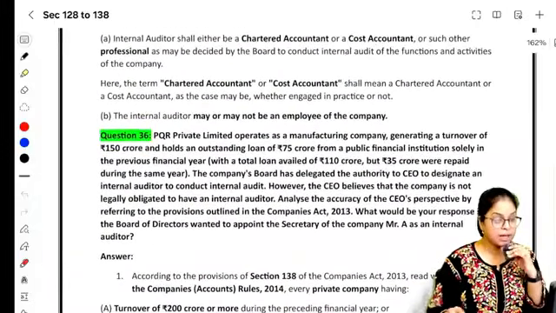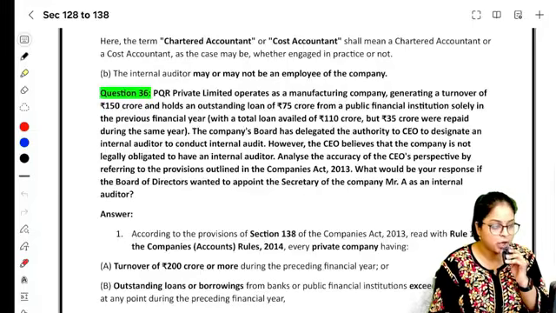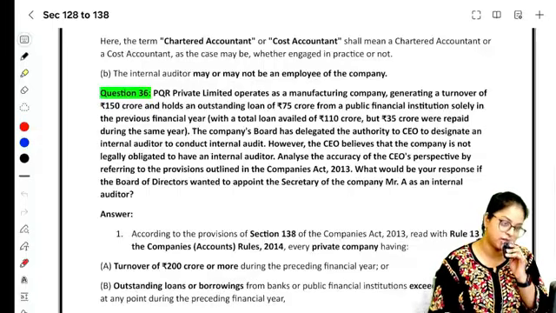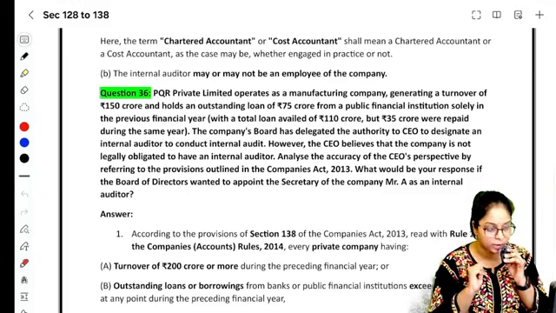Right, and the next one is PQR Private Limited. So for a private limited, two conditions are there, right? Turnover and borrowings. Turnover should be greater than or equal to 200 crores. Borrowings or outstanding loan should be greater than 100 crores. PQR Private Limited operates as a manufacturing company generating a turnover of 150 crores, and an outstanding loan of 75 crores from a public financial institution solely in the previous financial year. With a total loan availed of 110 crores, but 35 crores were repaid during the same year.